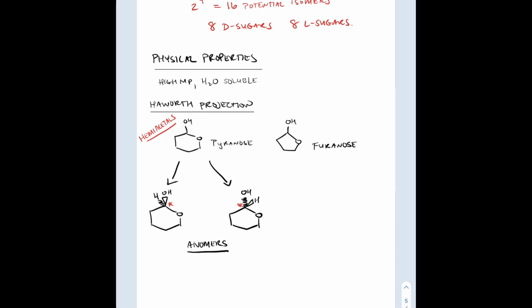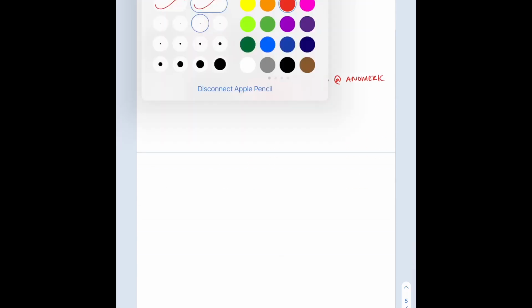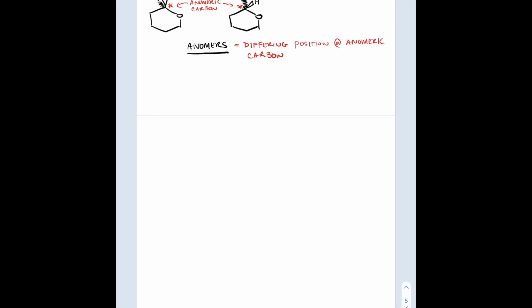Now, these anomers differ at the anomeric carbon, which I've starred. By definition, the anomeric carbon is where the carbonyl group used to be before the alcohol attacked it and made a hemiacetal. So anomers are differing positions at the anomeric carbon, whether it's a wedge or a dash, right? This will be more clear when we draw the linear sugar and convert it to the Haworth projection, which again, we've already done.